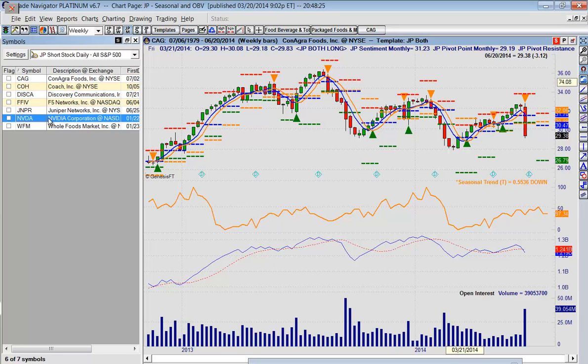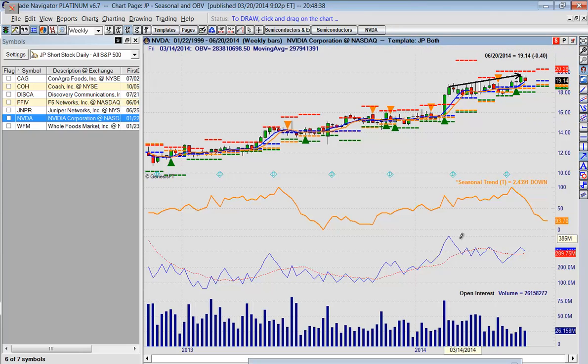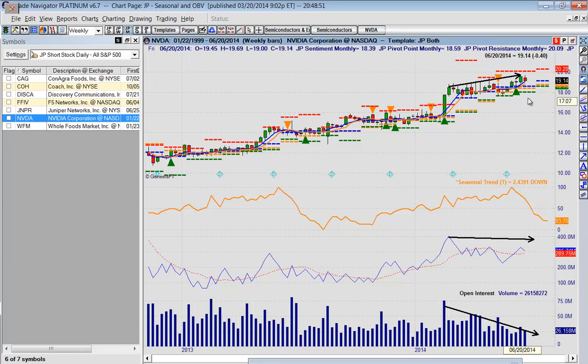Boy, NVIDIA is actually in that semi space too. If you look at this, we're seeing a common denominator: a rally in the market with no volume behind it. This is actually one stock where I would agree that the volume histogram confirms the on-balance volume, where the volume trend is lower as the price is rising. NVIDIA is in a weak sector.